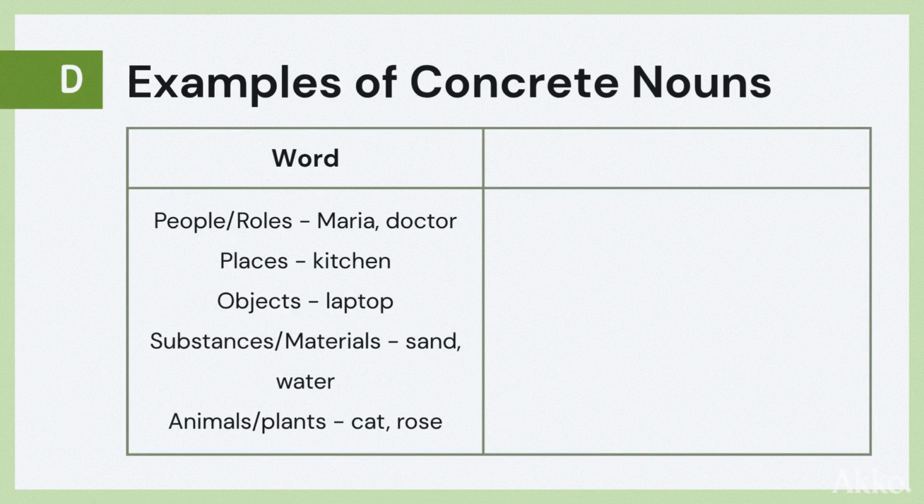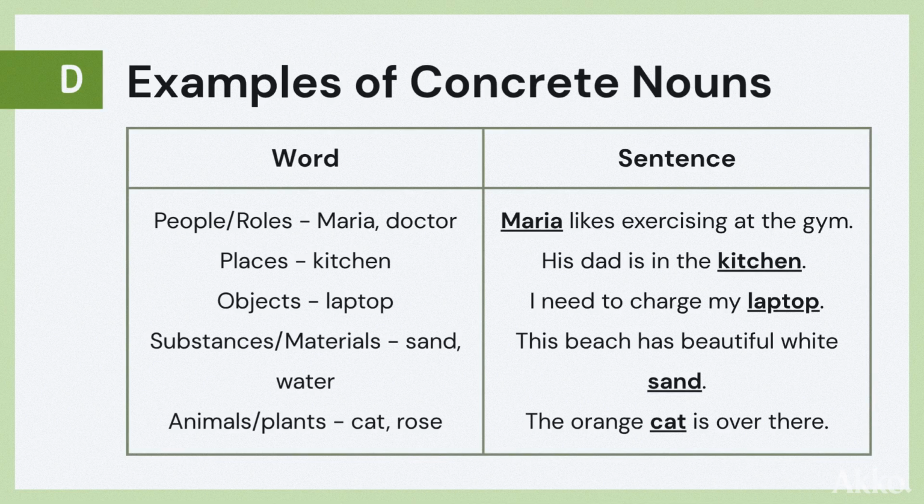For people, we have Maria or doctor. Maria likes exercising at the gym. Places, kitchen. His dad is in the kitchen. For objects, we have laptop. I need to charge my laptop.